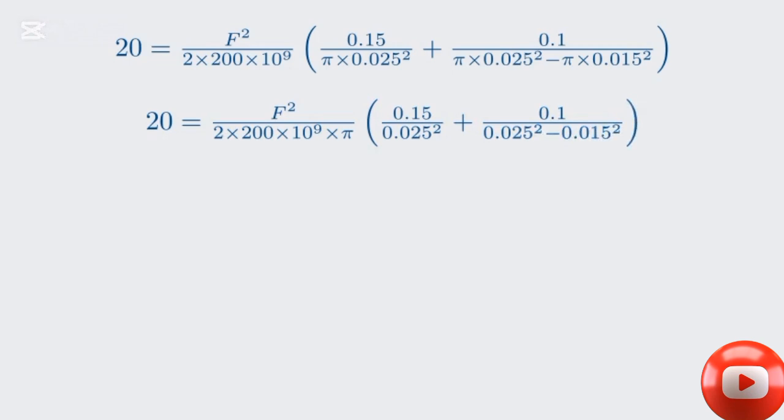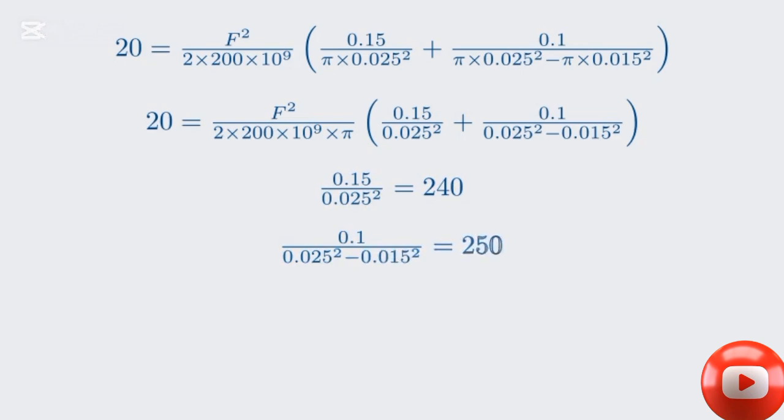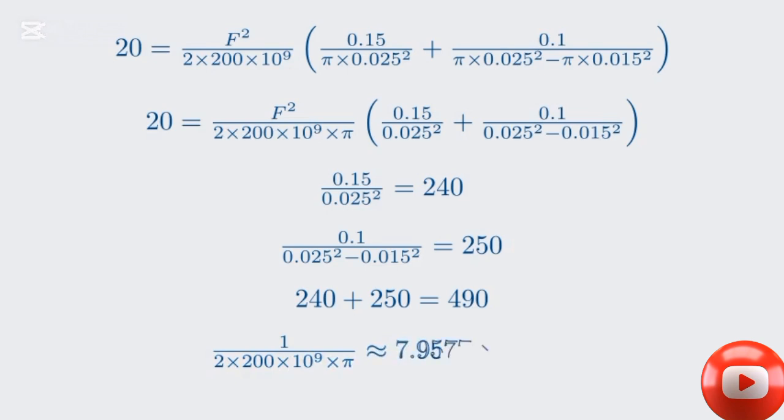Let's pause and calculate the terms inside the brackets and the constant outside the brackets. First, 0.15 over 0.025 squared is 240. Second, 0.1 over the quantity 0.025 squared minus 0.015 squared is 250. The sum of these is 490. And the constant term, 1 over 2 times 200 times 10 to the 9th times pi, simplifies to approximately 7.9577 times 10 to the minus 14th.